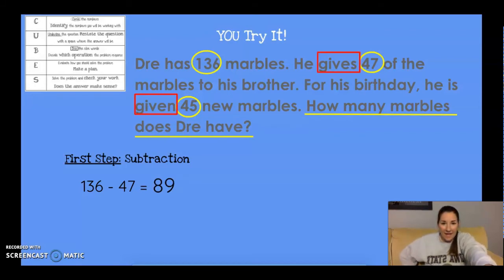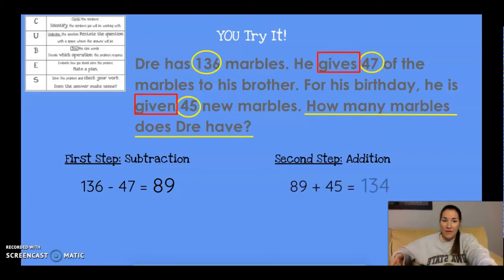My next step would be addition, because if he has been given them for his birthday, it was a gift for him, he gets those. So he had 89 after giving some to his brother. I'm going to add the 45 more that he got for his birthday. So 89 plus 45 would be 134. So to answer the question, how many marbles does Dre have? He has 134 marbles. So those ones were easier operations.